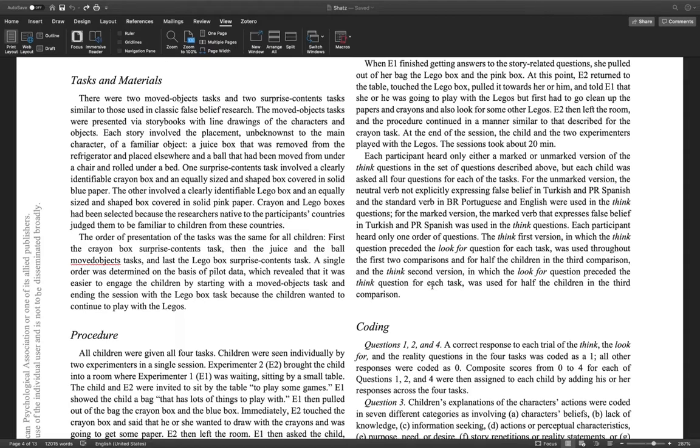Each story involved the placement, unbeknownst to the main character, of a familiar object, a juice box that was removed from the refrigerator and placed elsewhere, and a ball that had been moved from under a chair and rolled under a bed. One surprise context task involved a clearly identifiable crayon box and an equally sized and shaped box covered in solid blue paper. The other involved a clearly identifiable Lego box and an equally sized and shaped box covered in solid pink paper. Crayon and Lego boxes had been selected because the researchers native to participants' countries judged them to be familiar to children from these countries.